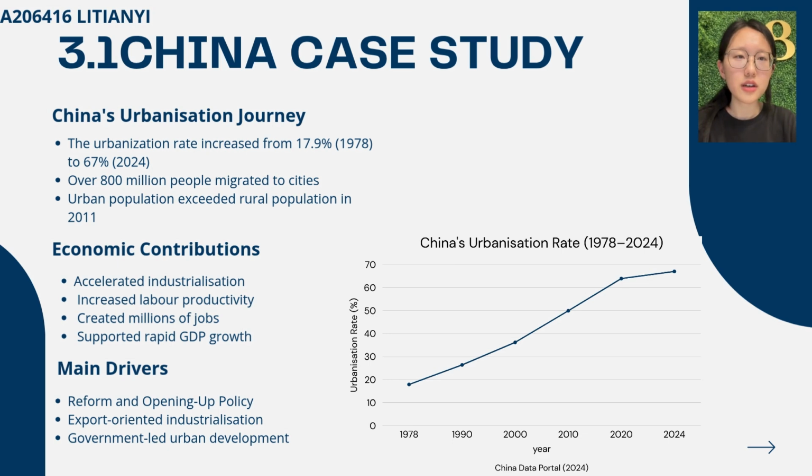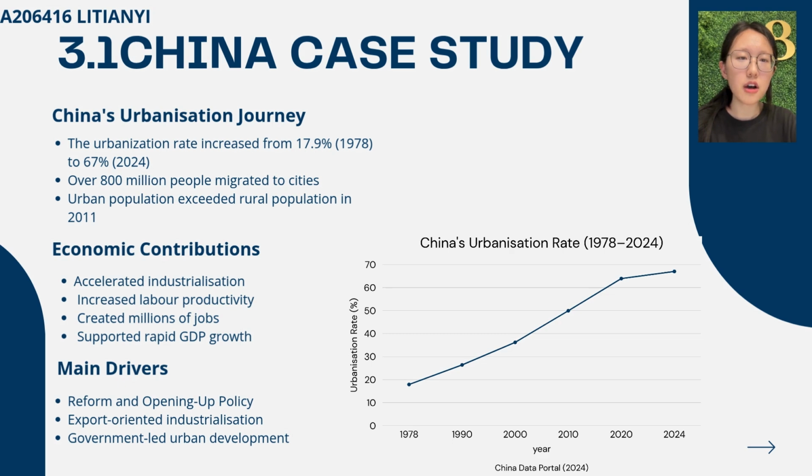Here we present the Chinese case study to explain how urbanization has contributed to economic development. China is one of the most significant examples of rapid urbanization in modern history. As shown in the figure, the urbanization rate increased from 17.9% in 1978 to 67% in 2024, with more than 800 million people moving from rural areas to cities.